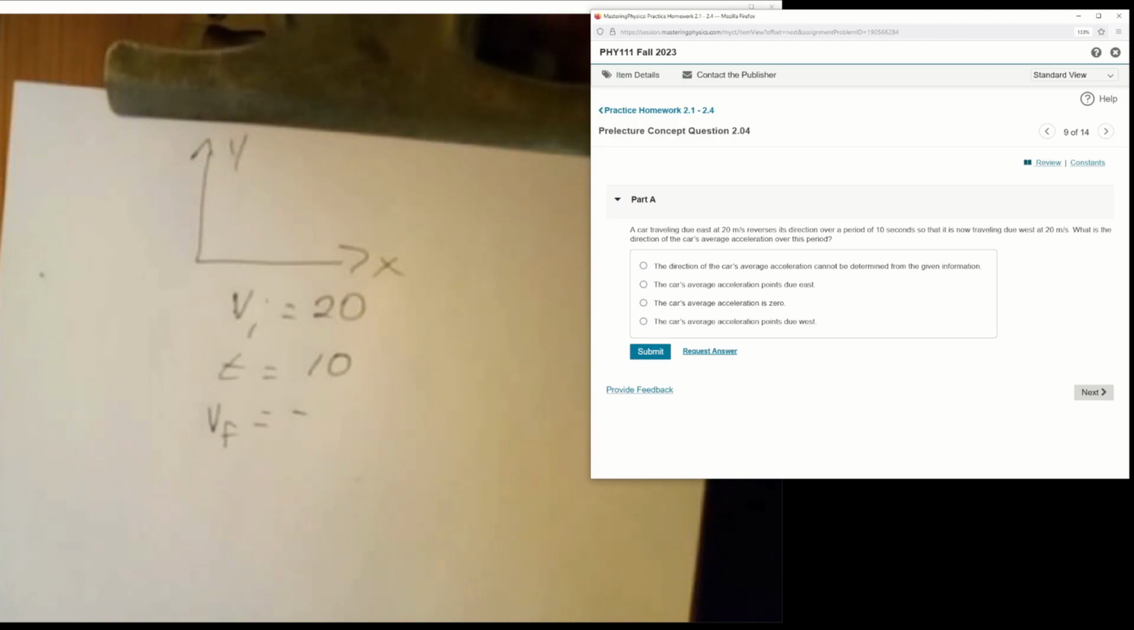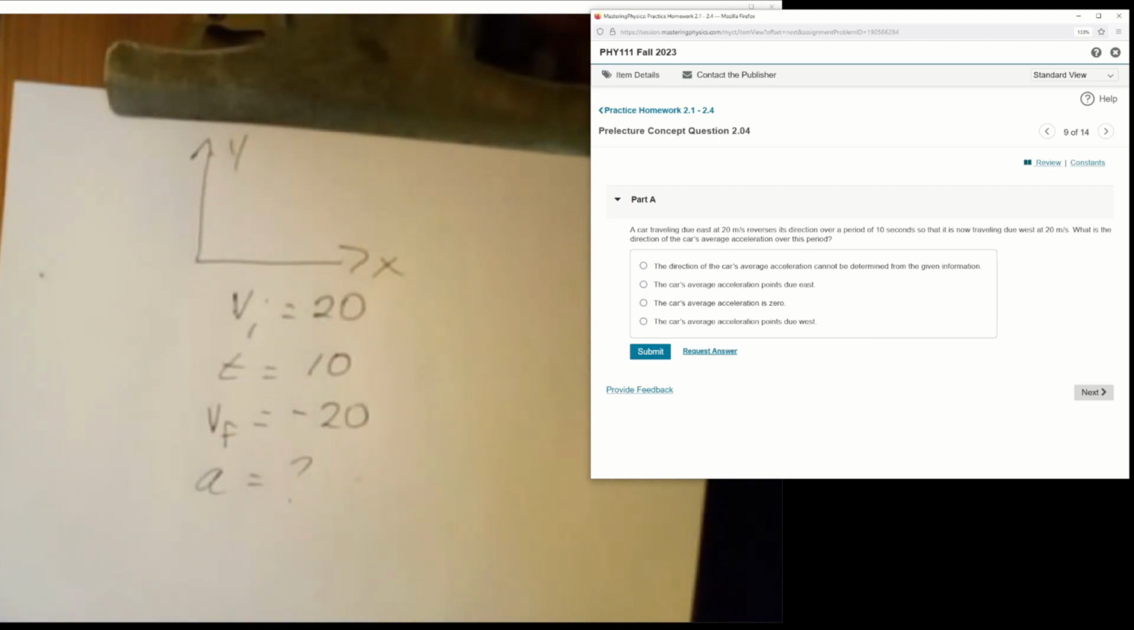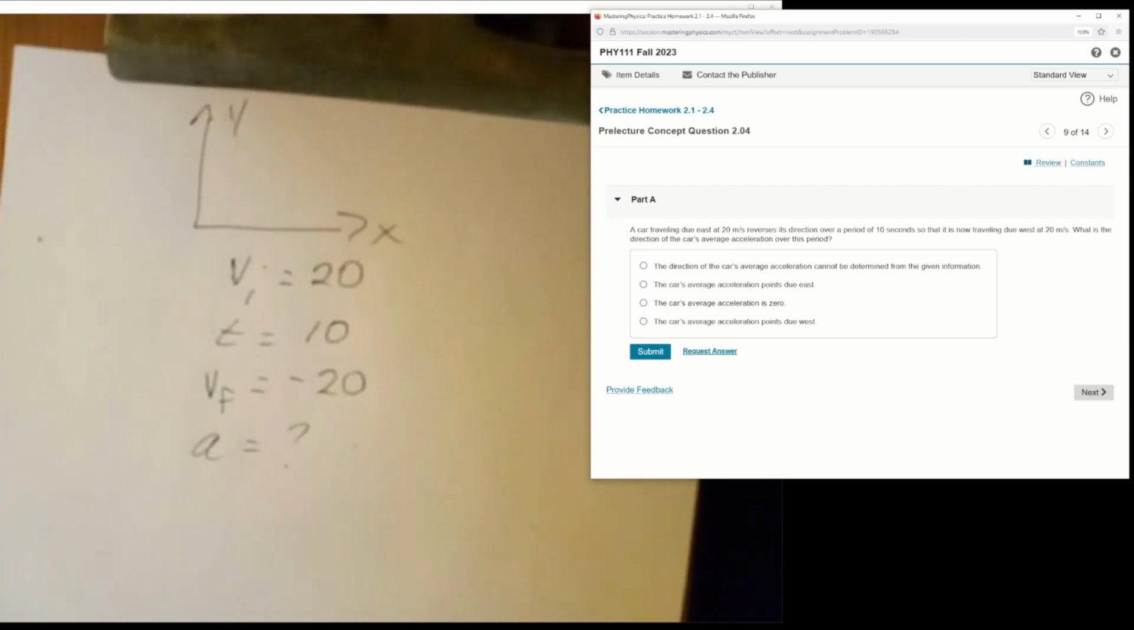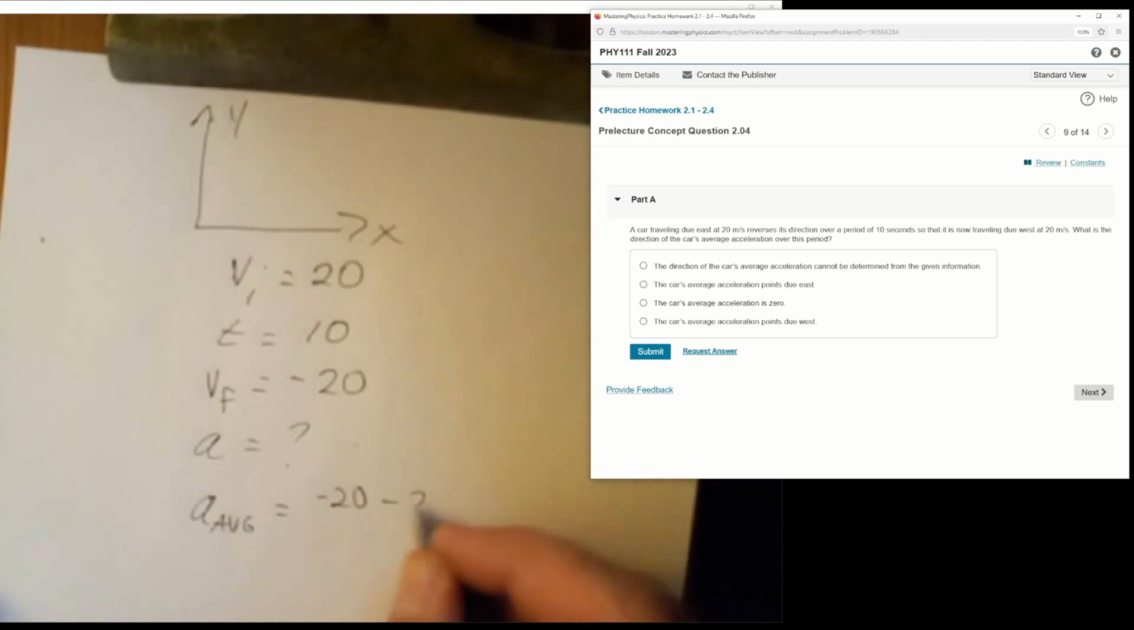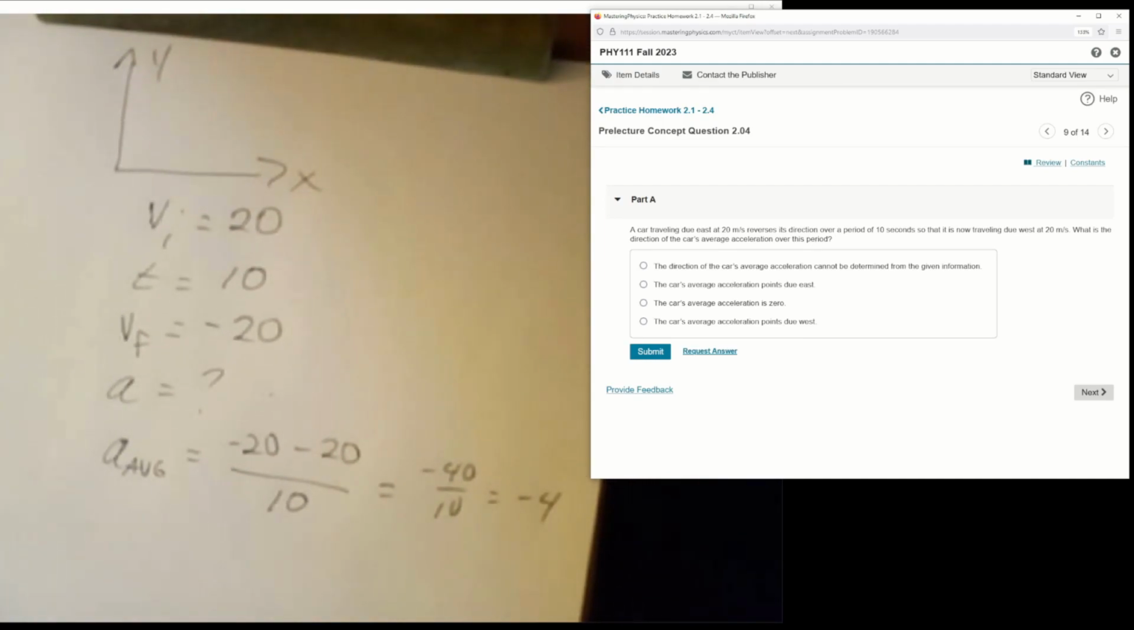Remember, the velocity is ultimately a vector. It contains direction. So the minus sign indicates it's moving to the left, at minus 20 meters per second. And they want to know, what is this car's average acceleration? So average acceleration is velocity final minus velocity initial, all divided by the total time. So we got minus 40 over 10 to get us minus 4. Oh, we don't even need the number. It points to the left because of the minus sign, and that is west. So the car's acceleration points west.